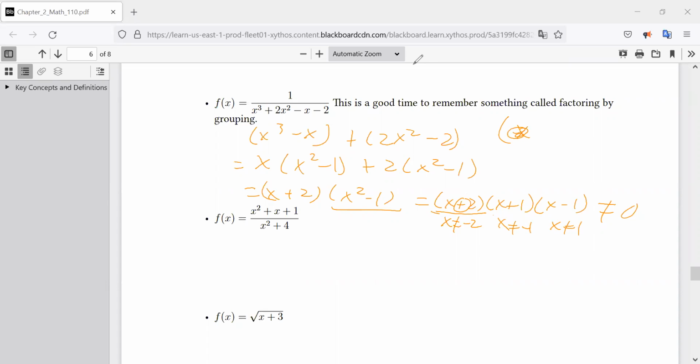So if we want to write this as an interval, we would get -infinity to -2, union -2 to -1, union -1 to 1. Sorry, -1 to 1. Union, and then 1 to infinity. Exactly. Does that make sense to people? I think it does. Cool.